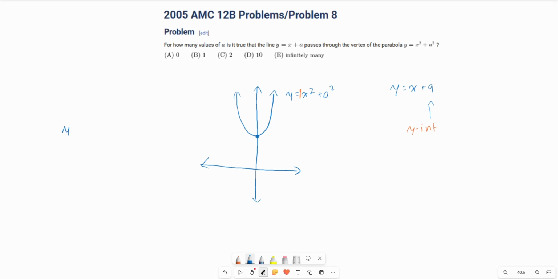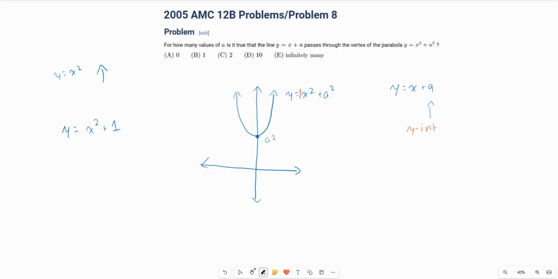So let's say a is equal to 1. So I have y equals x squared plus 1. That means that the parabola is just a regular y equals x squared parabola, but it's brought up 1 unit up. So if that's 1, the parabola would just start here. The vertex would be at 1 basically. So that means we know the vertex is at a squared.